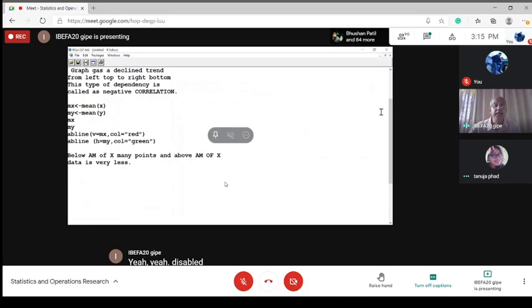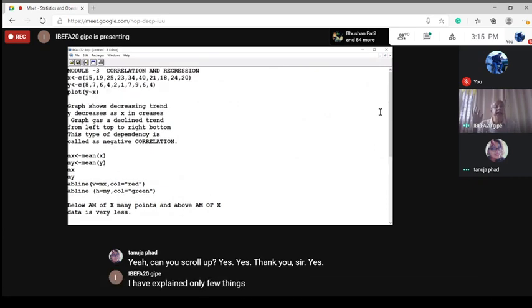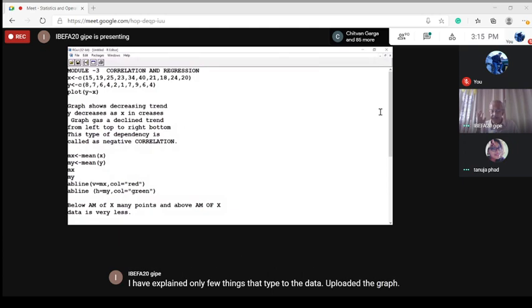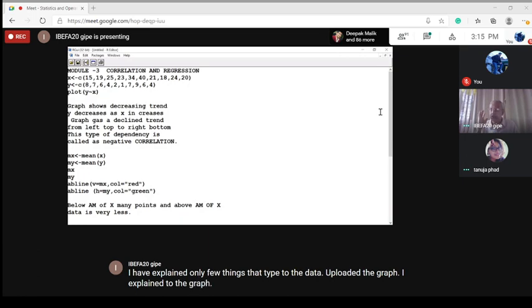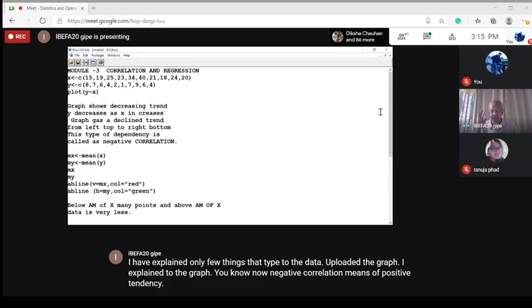I have explained only a few things. I typed the data. I have plotted the graph. I explained the graph. You know now negative correlation means opposite tendency. I computed the mean and plotted it and made the meaning of negative correlation.